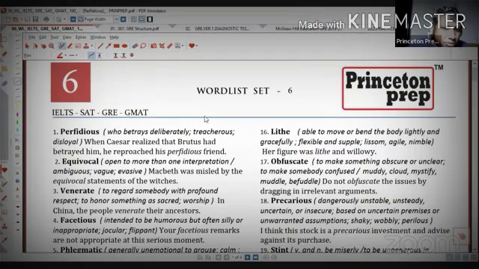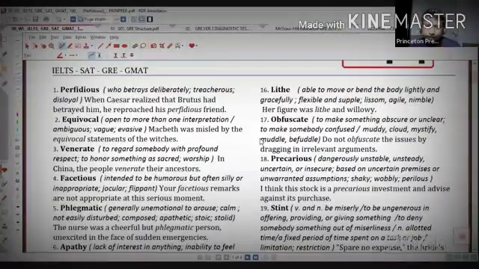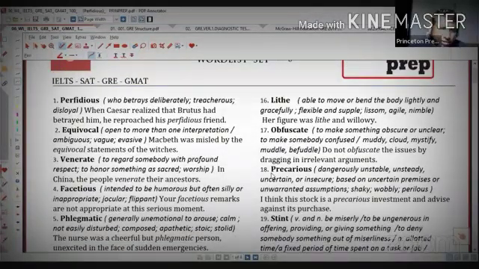We are going to check out the vocabulary first. 30 vocabulary words hopefully will be done by 7:30, and then we'll start working with our other sections. Let's start the vocabulary. Number 1 is perfidious. Perfidious is someone who betrays deliberately, treacherous, disloyal. It comes from the word perfidy. When Caesar realized that Brutus had betrayed him, he reproached his perfidious friend.